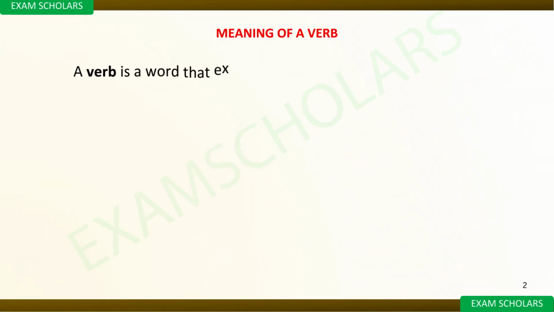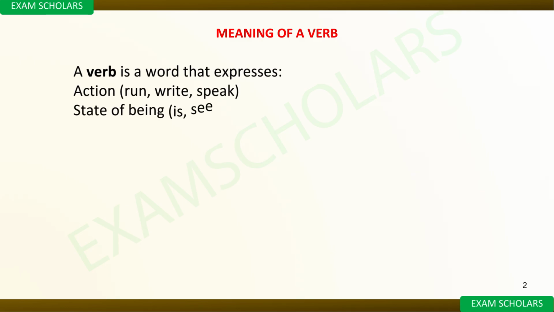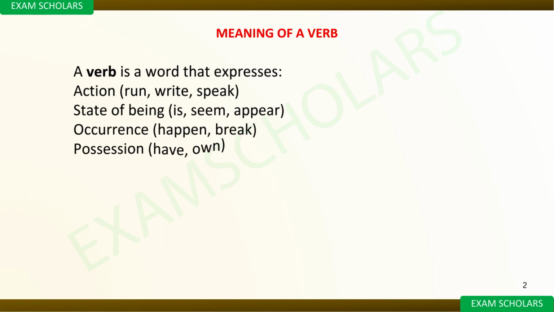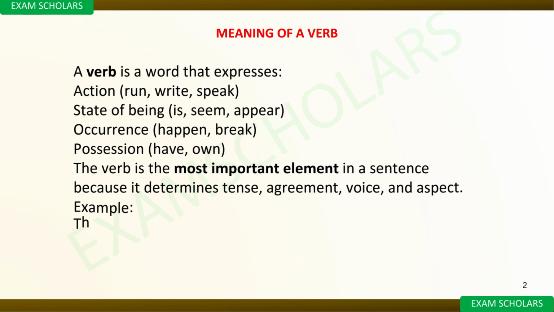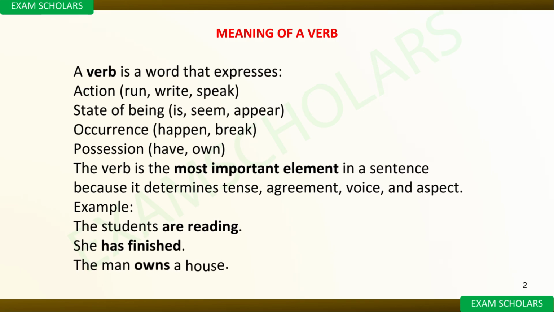So let's go. What is the meaning of verbs? Verb is a word that expresses action. It expresses state of being. It expresses occurrence, happen, break. It expresses possession, to have, to own. These are the meanings of verb.